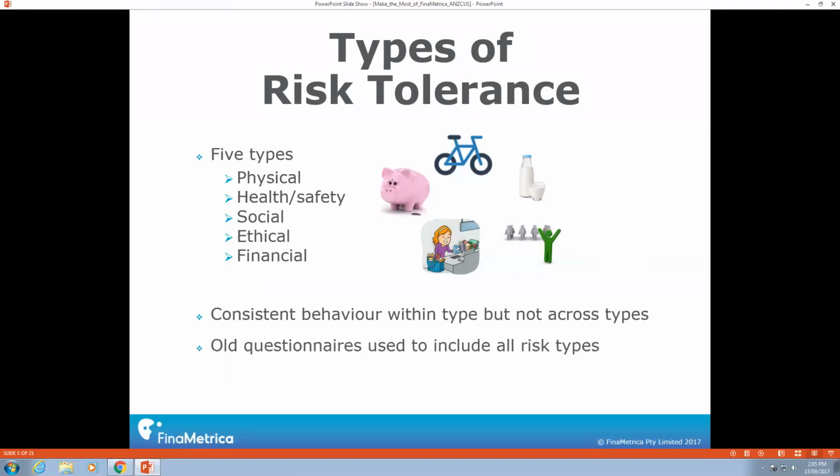Until recently, the existence of the 5 types was not known in the financial services industry, and financial risk tolerance questionnaires often include questions about other types of risk that are not financial, which leads to invalid results.